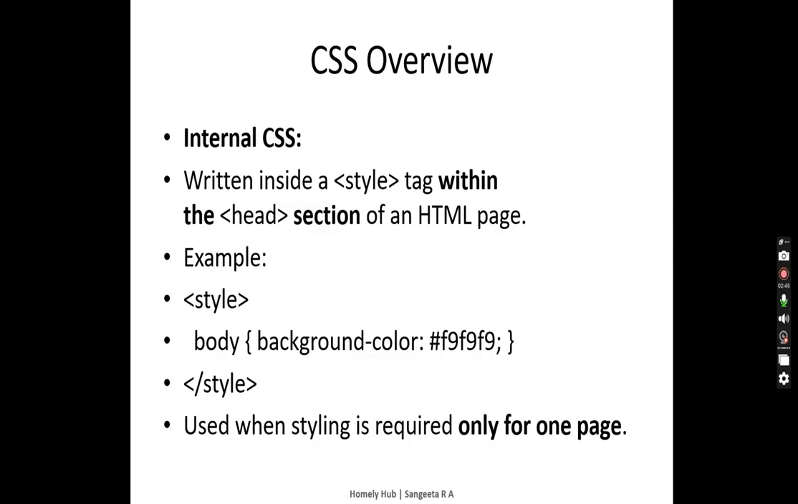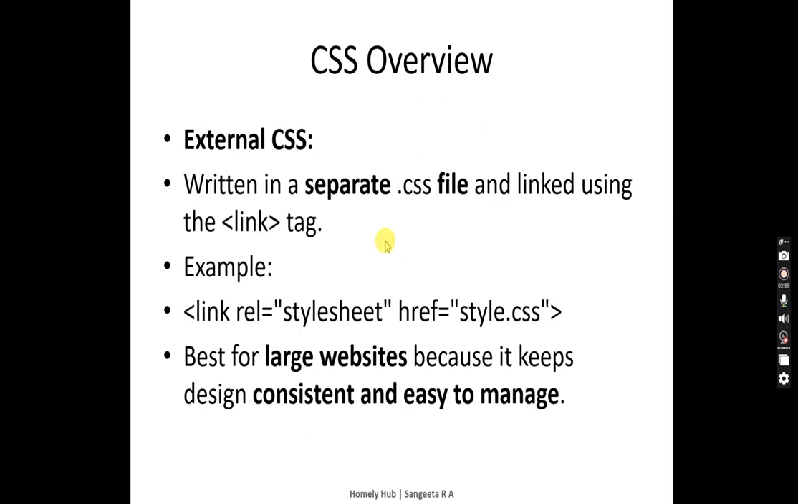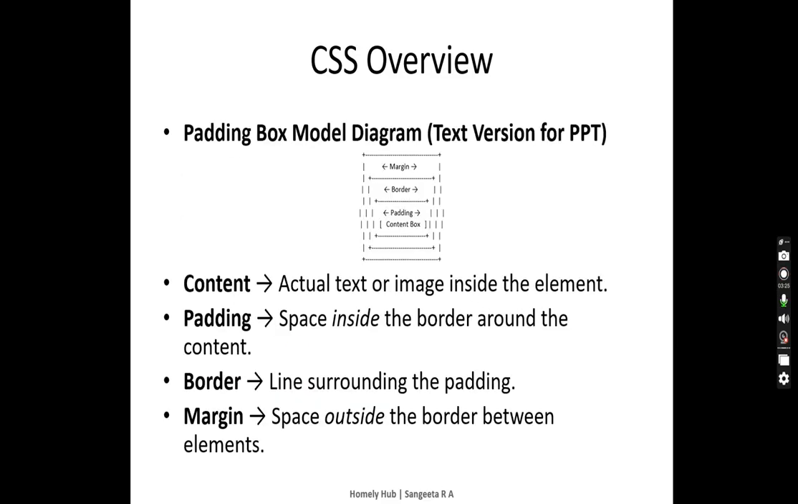It is used when styling is required only for one page, but if we are using CSS styling for different pages, we mainly use external CSS, which is written in a separate file called the .css file and linked using the link tag. In the head of the HTML, we use link rel equal to stylesheet href style.css. Here we use the .css file, and it is best for large websites because it keeps design consistent and easy to manage.